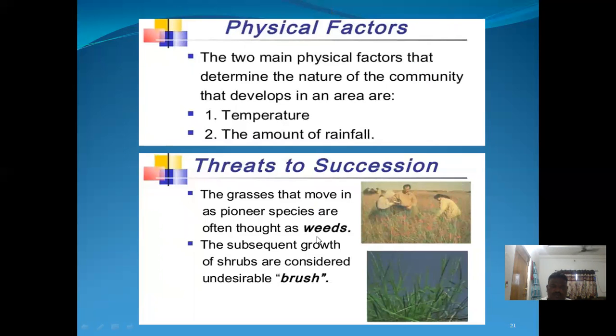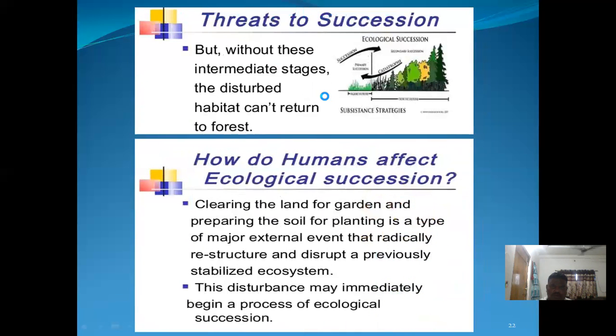There are also threats to succession. Grasses that move in as pioneer species are often thought of as weeds. The subsequent growth of shrubs is considered undesirable brush. These are threats to succession, but without this intermediate stage, the disturbed habitat can't return to forest.